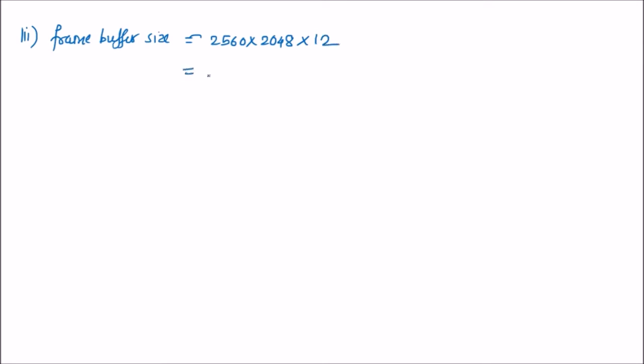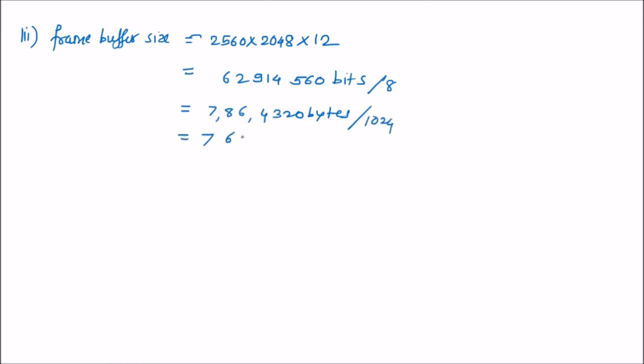So this will come to 62914560 bits. If you want to convert into bytes, divide by 8. So that will be 7864320 bytes. If you want it in kilobytes, divide by 1024. So it is 7680 kilobytes.